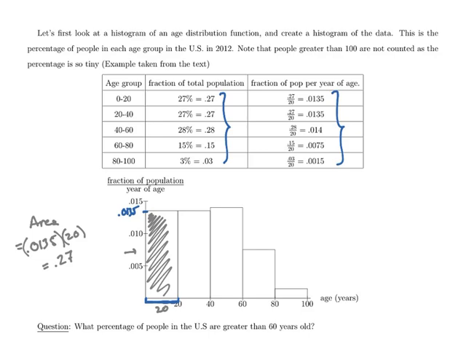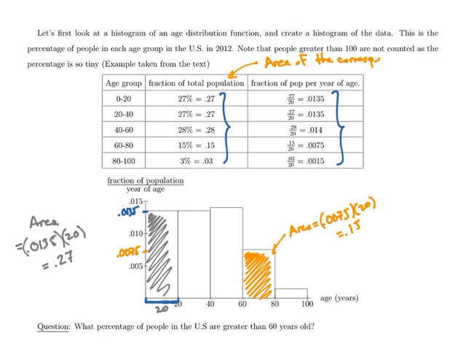We'll do it again. This bar right here, from 60 to 80, corresponds to the y value of 0.0075, which means that this area is 0.0075 times 20, which is going to give us our 15%, or 0.15. So the fraction of the total population is the area of the corresponding bar in this histogram.